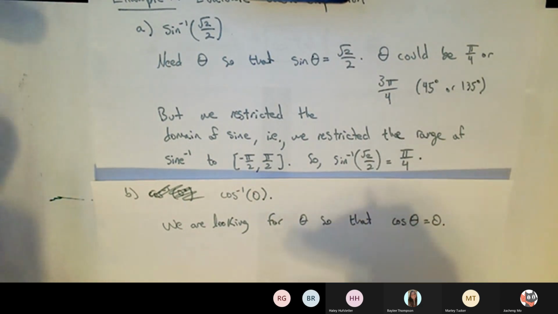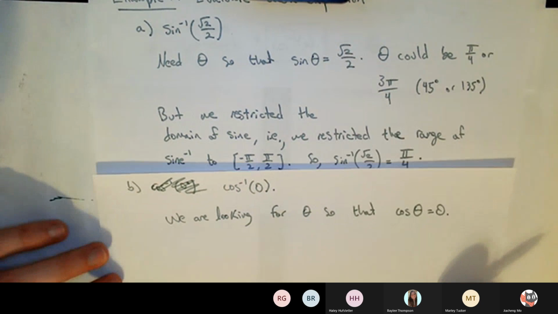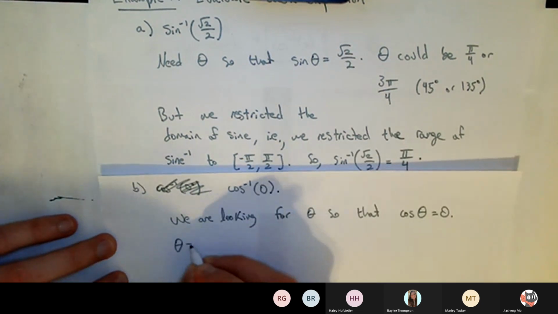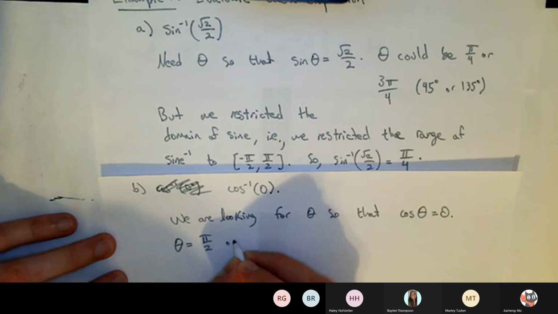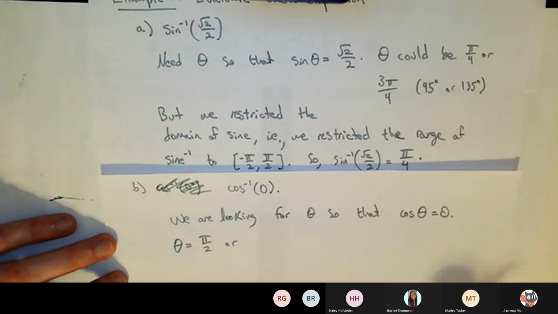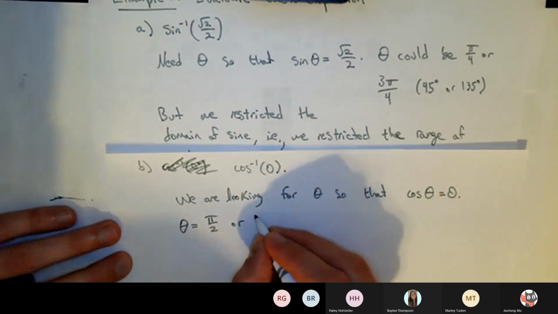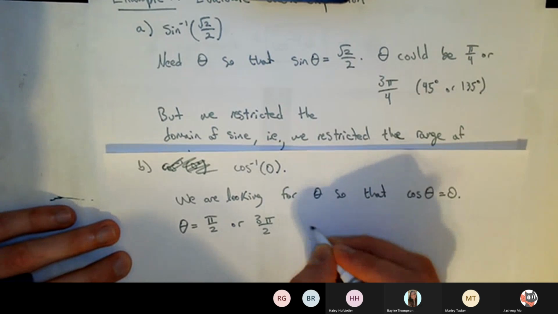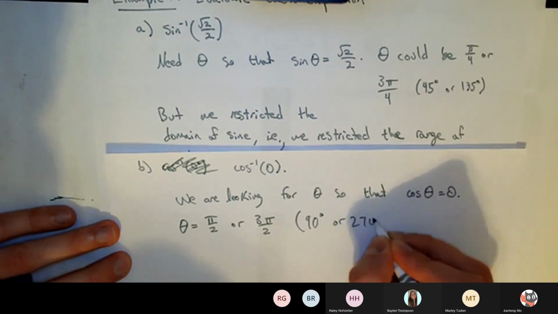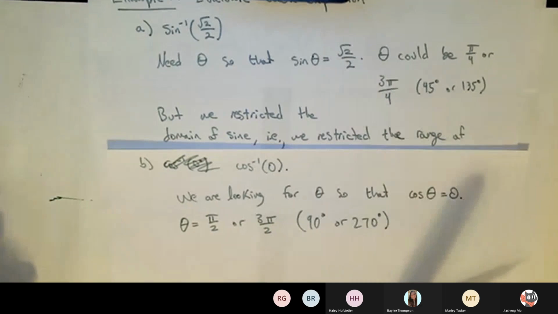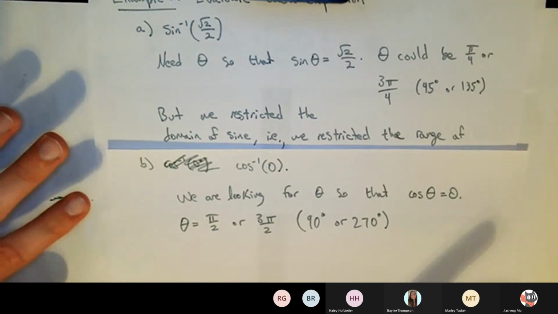This is just something you've got to be comfortable with. You've got to start to remember that the angle we're looking for is pi on 2, or where else does cosine yield a 0? 3 pi on 2. Or equivalently with the degrees, 90 degrees or 270 degrees. But we only want one answer here, right?